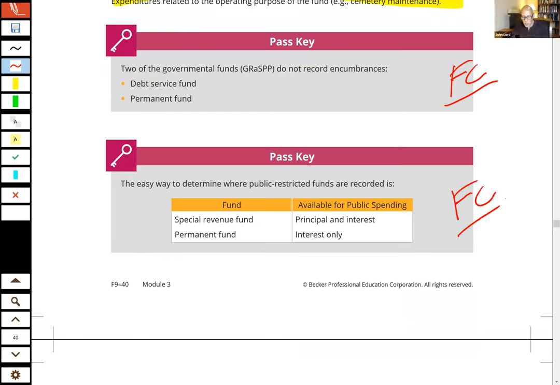Okay. And then, as we said last time, you can make a flashcard out of this pass key. For the special revenue fund, you spend all the money, both principal and interest. For the permanent fund, as we've seen, and now I'm asking you to flashcard, you should spend the interest only. Do not spend the principal out of the permanent fund. The title is very descriptive. Okay.